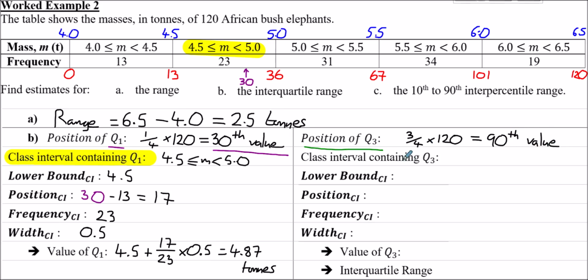The class interval containing Q3, well, let's just add in where Q3 is. So the 90th value is between the 67th and 101st, obviously. So we're looking somewhere here, where the 90th will be. So the 90th value must be between 5.5 and 6. So we can add this for what our class interval is that contains Q3. It's the interval that goes from 5.5 to 6.